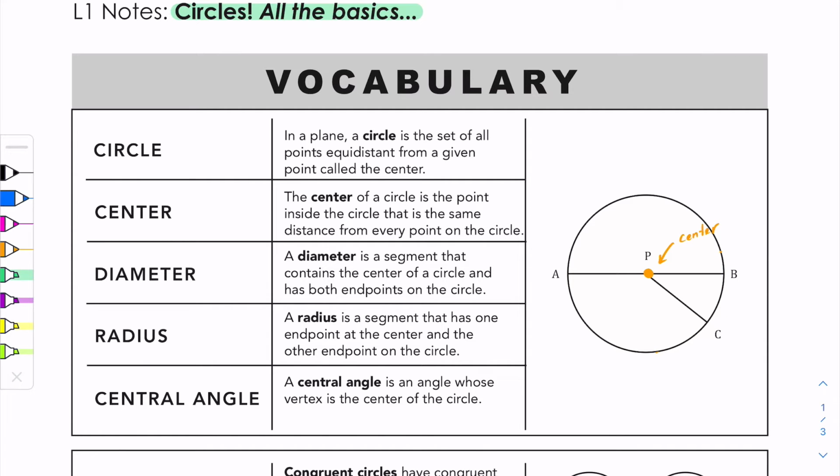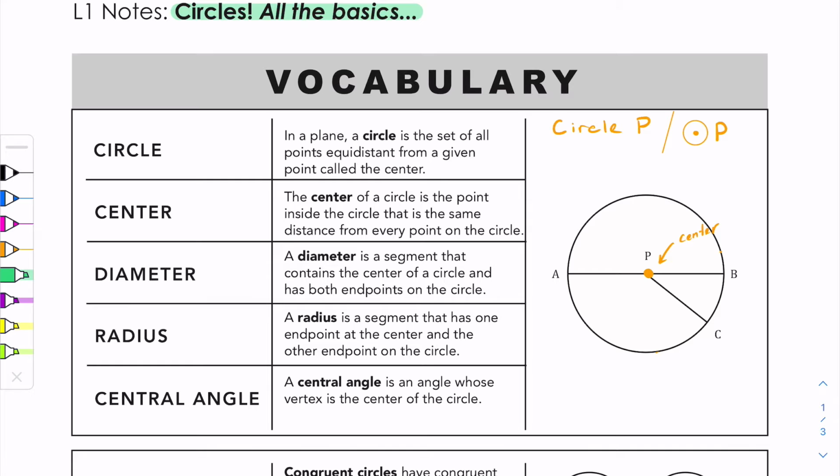So when we name a circle, we're going to name this circle as circle P because the center is labeled as point P. Or you can abbreviate the word circle with what looks like a circle and a center point, and then just use the correct letter, which is always that center point.